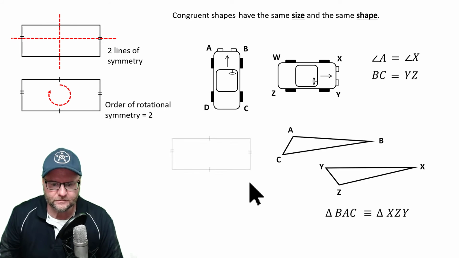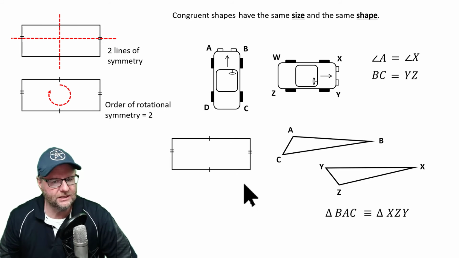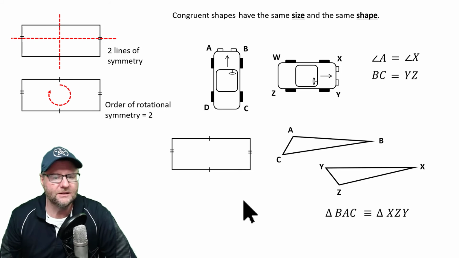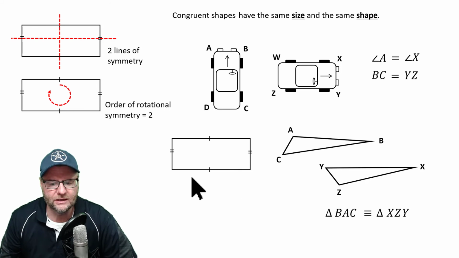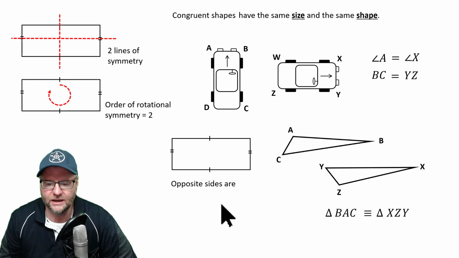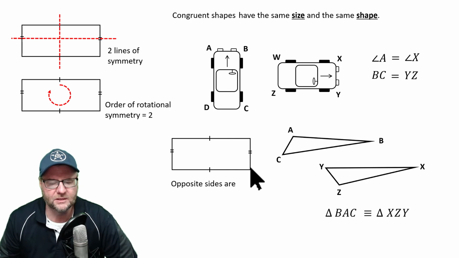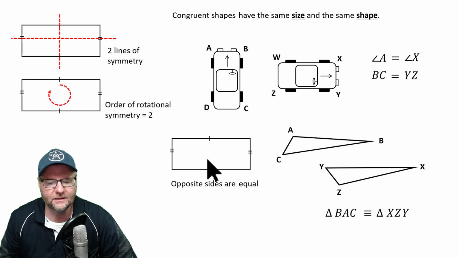Almost done. Let's go back to our rectangle. What can you tell me about some of the features, apart from the symmetry, which we've already done? What could you tell me about the opposite sides? So this side and this side are opposite to each other. I've got this side and this side opposite to each other. Well, I can look at that and I know that the opposite sides are equal in length. The little mark tells me this side and this side are the same length. The double mark tells me this side and this side. So opposite sides are equal.